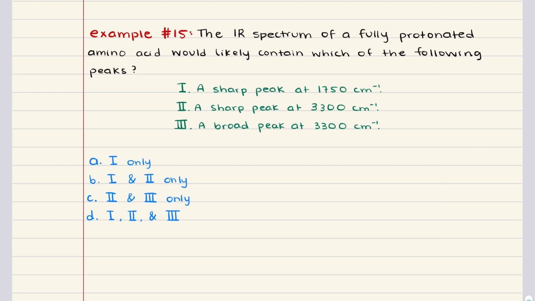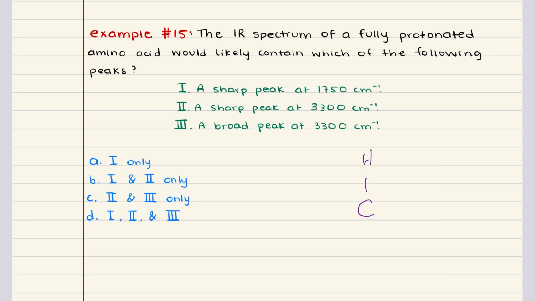Problem 15 says, the IR spectrum of a fully protonated amino acid would likely contain which of the following peaks? Statement 1 says a sharp peak at 1750 wave numbers. 2 says a sharp peak at 3300 wave numbers. And statement 3 says a broad peak at 3300 wave numbers. To answer this one, let's walk through what kinds of bonds are present in a fully protonated amino acid and how they show up in an IR spectrum.